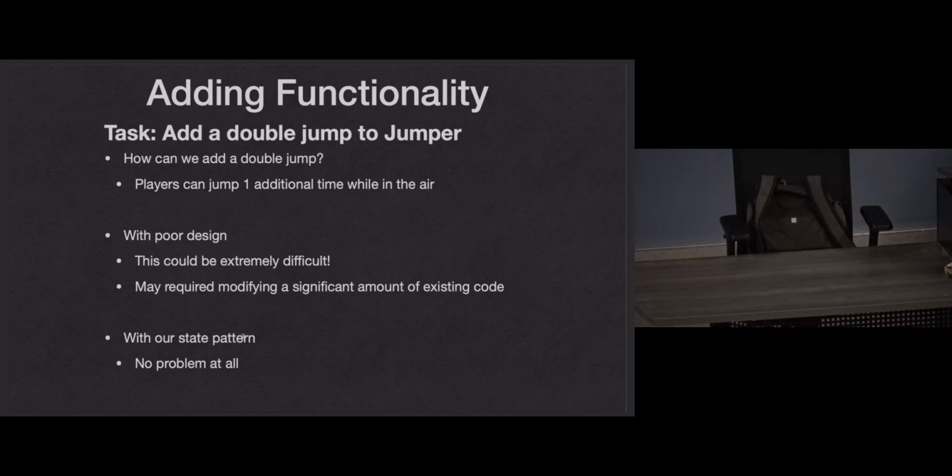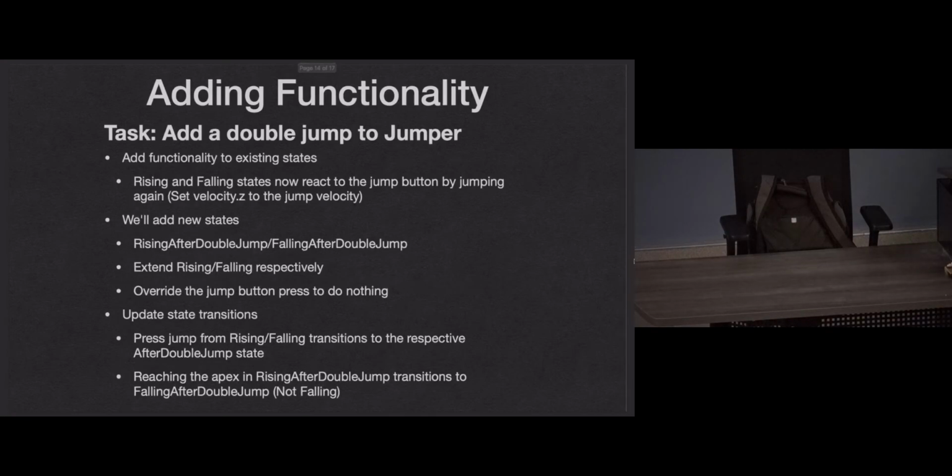With our state pattern, or with any mindful architecture, it doesn't necessarily have to be the state pattern, but with a well thought out structure of your program, this is going to be no big deal at all. We can add this double jump in almost no time, with almost no pain. So what will change in our state pattern is we're going to edit the rising and falling states to enable the jump button. Before, the jump button just wouldn't do anything in these states. You don't want to jump while you're jumping. But now with the double jump, we're going to let the jump button actually jump.